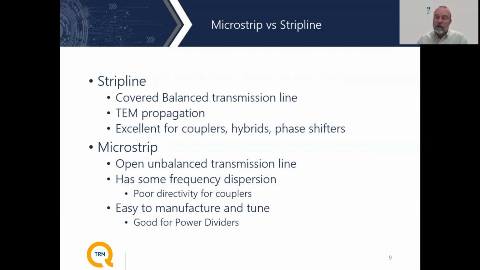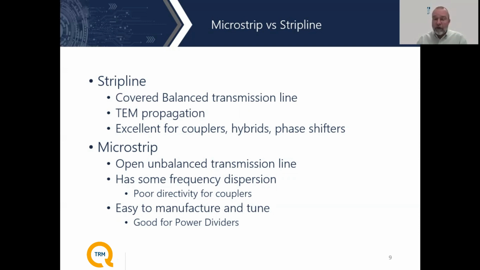Think about strip line as being a covered balanced line. So this is a transmission line that lives between two ground planes. This sort of propagation is very nice. Mathematically, it's very well understood, and it creates something known as TEM mode propagation. What that means is that the field coming off of the line is symmetrical. And this is very important when we think about applications of a strip line as opposed to a microstrip line.